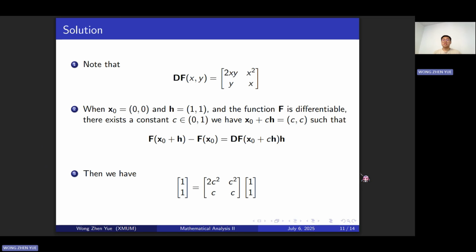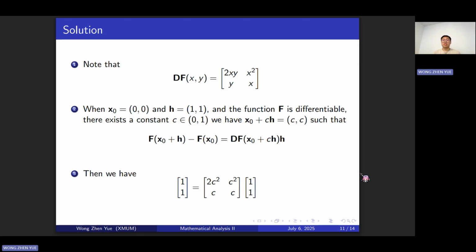When s naught is (0, 0) and h is (1, 1), and the function f is differentiable, then there might exist a constant c in (0, 1). We apply the mean value theorem here. So we have s naught plus c h such that f of s naught plus h minus f of s naught is equal to the Jacobian of f at s naught plus c h multiplied by the vector h. This h comes from the Jacobian at s naught plus c h.